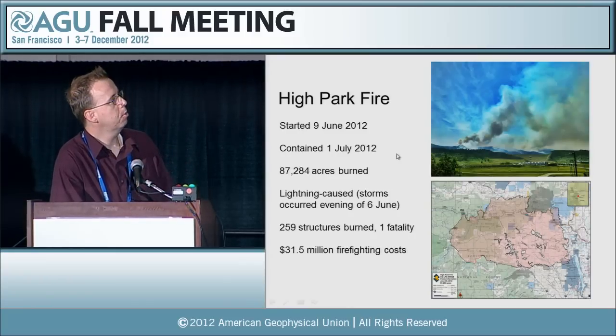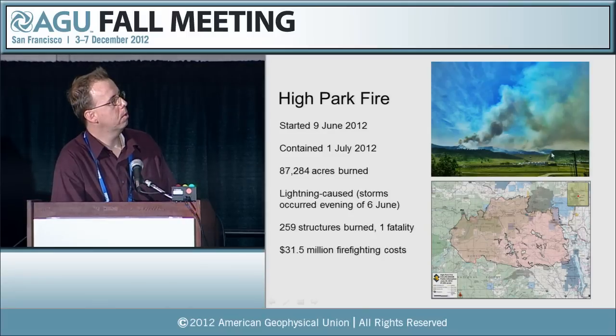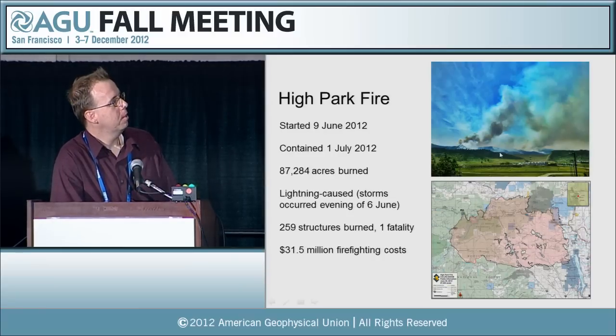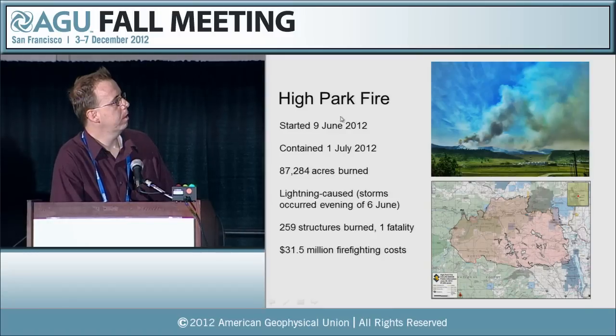Okay, so now the second example is High Park Fire. This is a fire that burned closer. It basically burned all the area that the Hewlett Gulch Fire didn't burn in Larimer County. And this is a picture I took from my office window, so I had a great view of it early on in its lifetime when it burned down towards Horsetooth Lake.